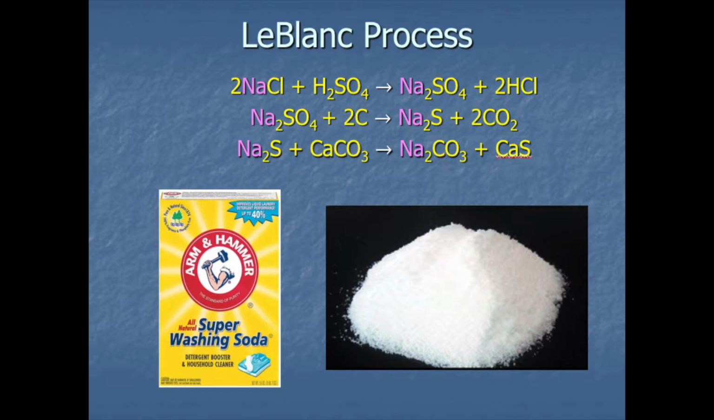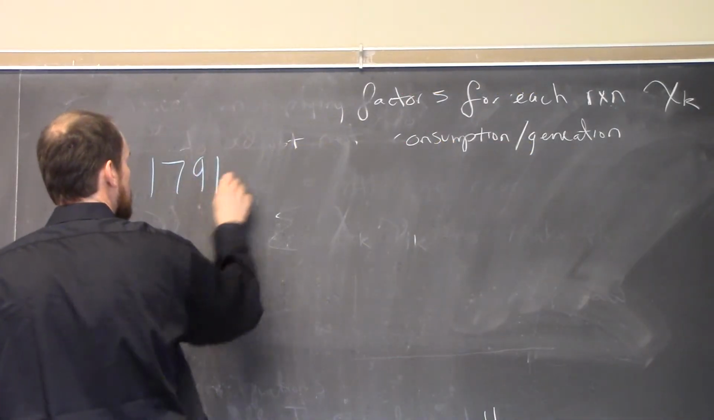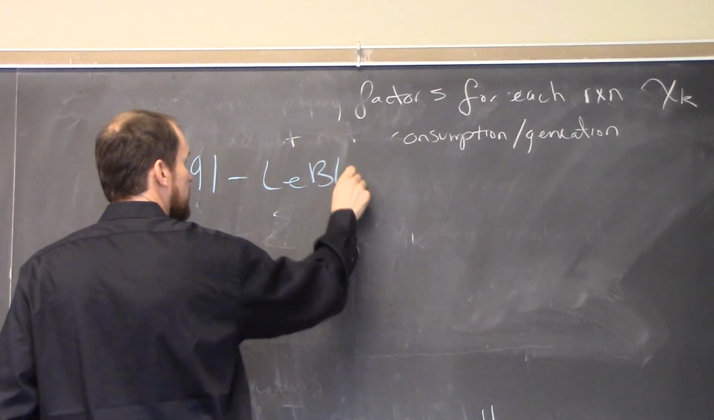Carbonate salts make up a lot of the Earth's crust. Sodium is also a lot of the Earth's crust. It's pretty basic stuff going around. Used as washing soda, detergents, and a base. So this is another pretty basic chemical. LeBlanc figured out how to make this stuff. 1791, LeBlanc.